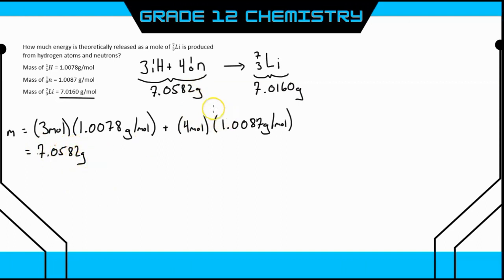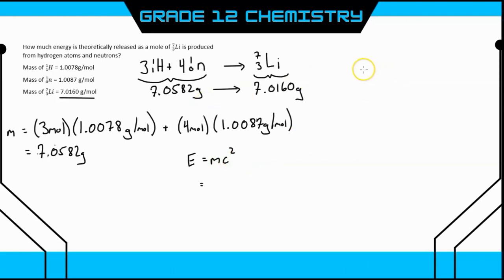So that's what we got here, 7.0582 grams. And then notice that mass is not being conserved. We went from about 7.05 to 7.01, so mass was lost. So because mass was lost, energy was released equivalent to E equals mc squared. So we can determine that energy by putting in the amount of mass. And the amount of mass we have to put into this equation is going to be in kilograms. And so we need to figure that out.